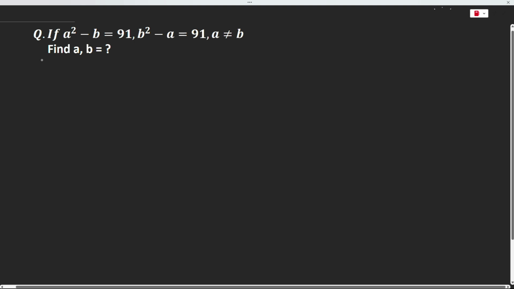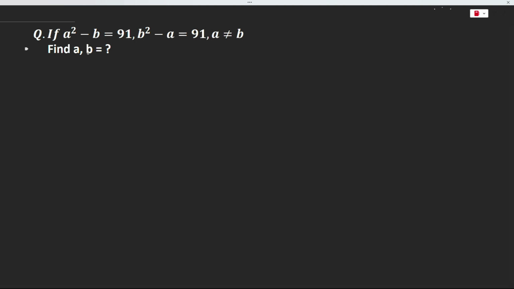Hello everyone, in this video we have to find the value of a and b if a square minus b equals 91, b square minus a equals 91, and a not equal to b. Solution: here we have been given that a square minus b equals 91. Let's say this is equation 1. Also we have b square minus a equals 91. Let's say this is equation 2.